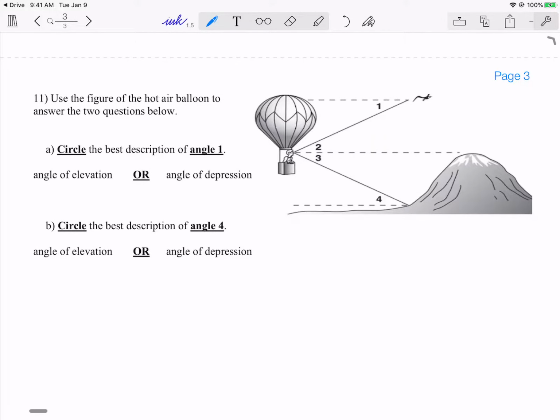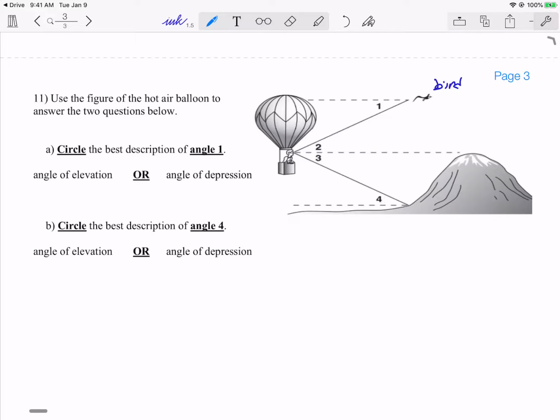Next question. We're almost done. Hang in there. We got a picture of a, what is that up there? A bird. We got a bird up here, and a hot air balloon, Miss Rivera's all-time fave. And we got a mountain, base of the mountain.